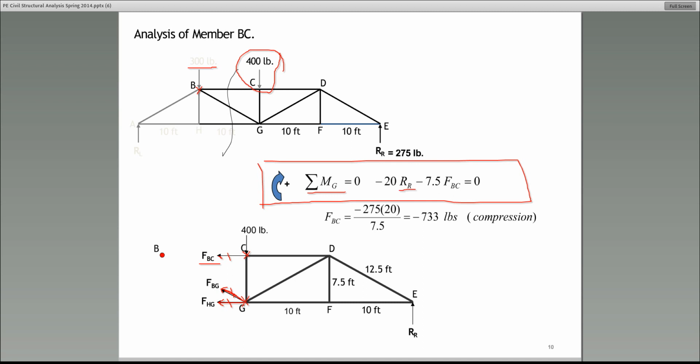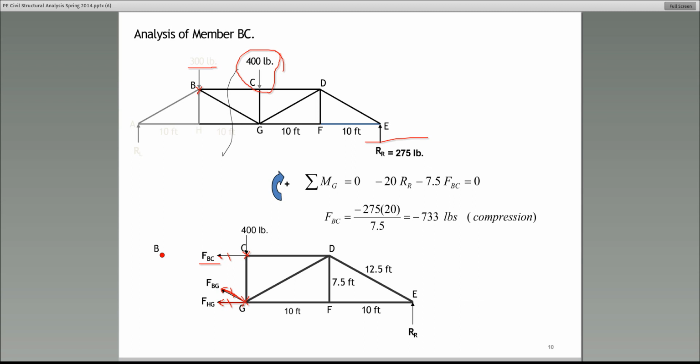Now, you also see RR. That's a reaction at the right support, and that I didn't show you, but you should be able to solve that independent of this. So RR, even though I show it as an unknown, is a reaction at the support E that you should be able to find by equilibrium. So the reaction at E is 275. Substitute that in there, and then we get this. The answer becomes 733. You solve for FBC, and it comes out to be 733 pounds.